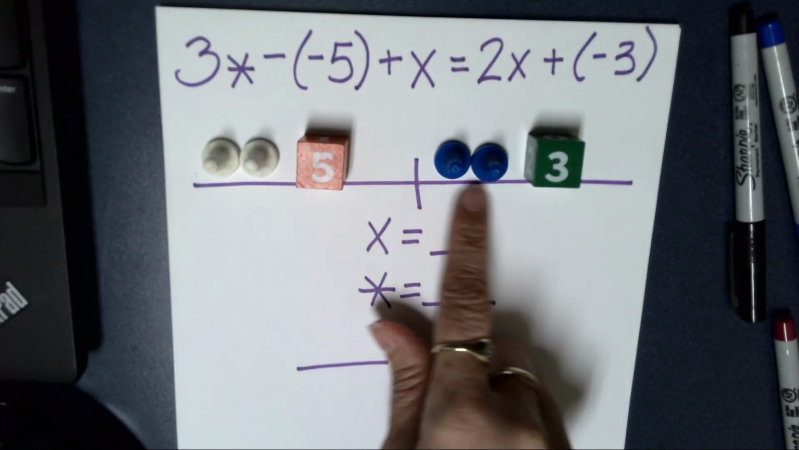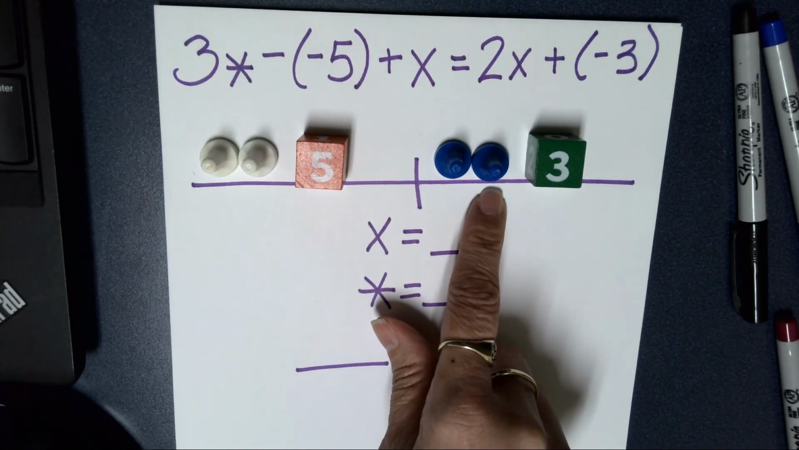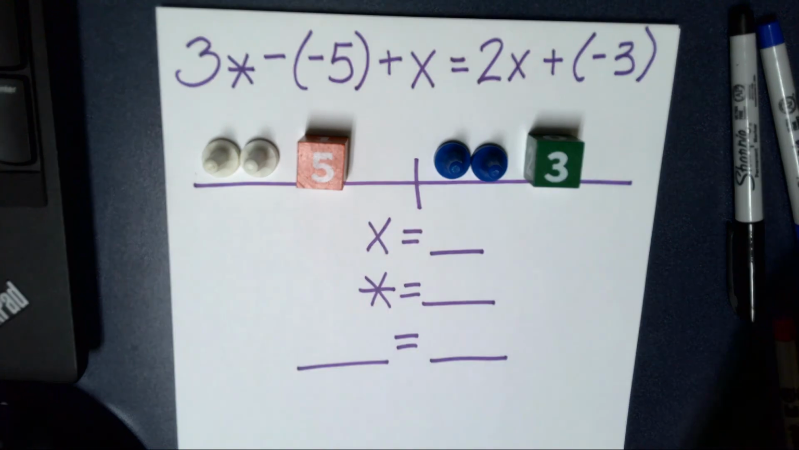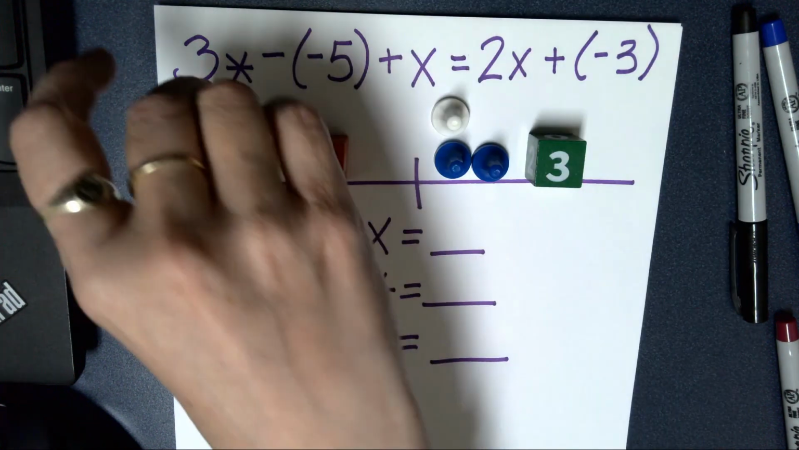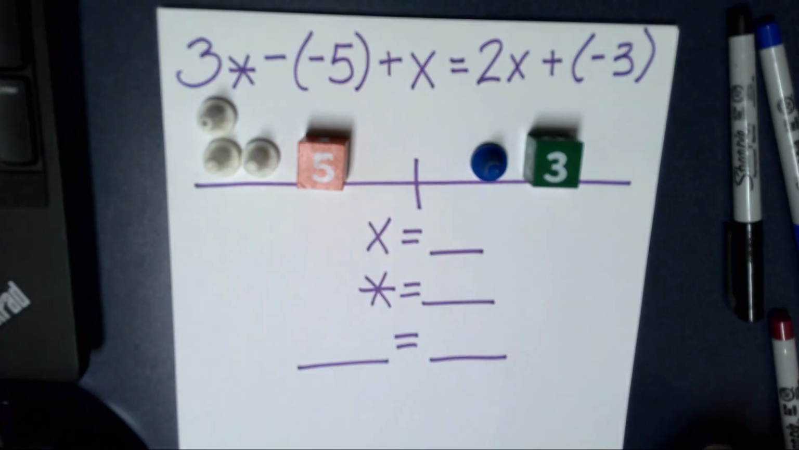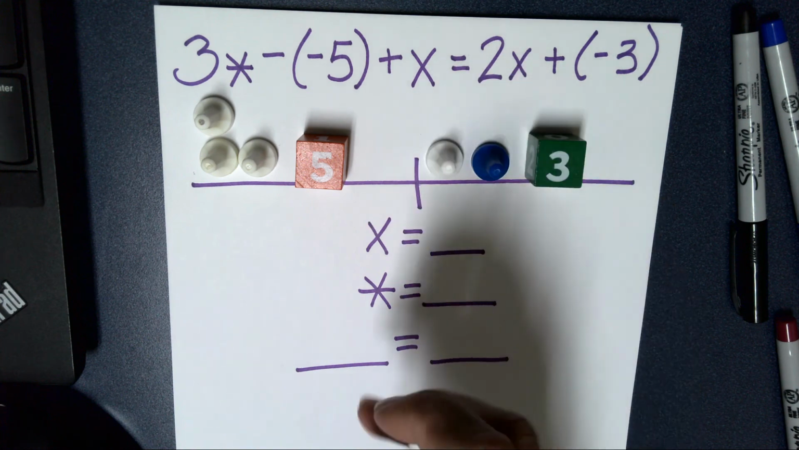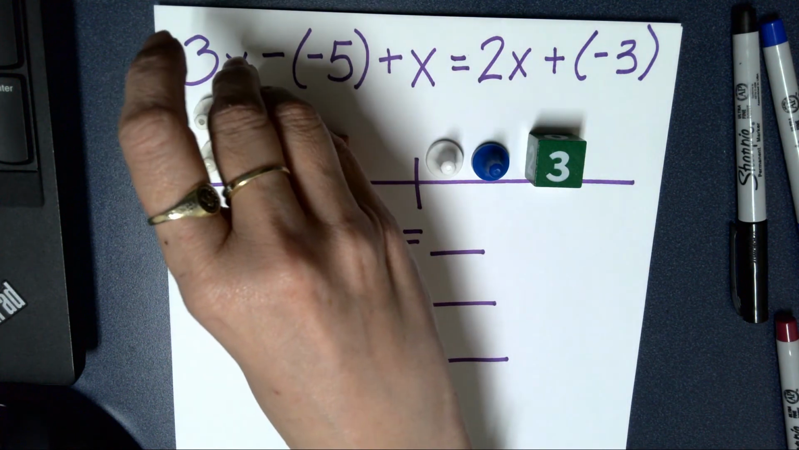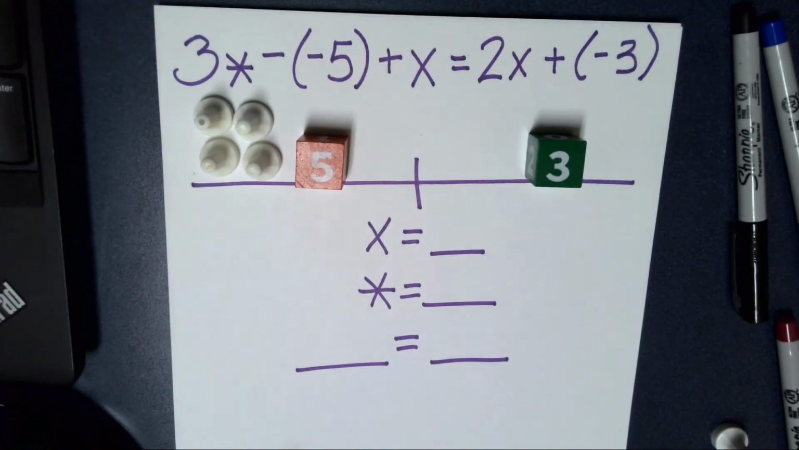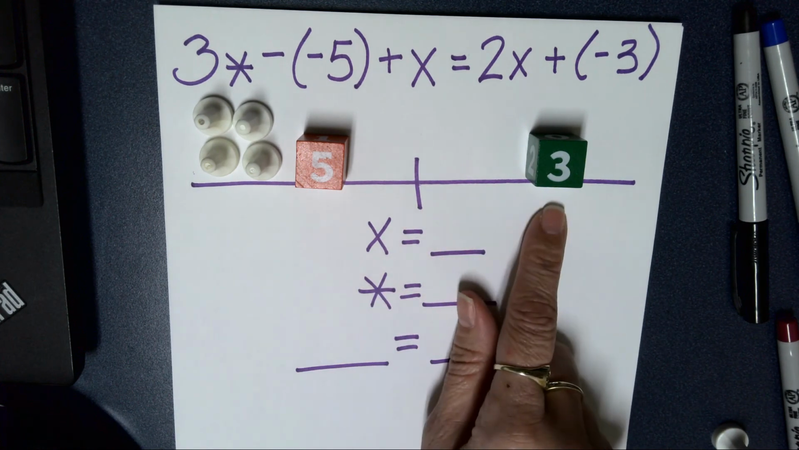So we need to get rid of the blue pawns. How do we get rid of the blue pawns? We can add stars in order to make 0 pairs. If we add a star here on the right, we have to add a star here on the left. Well, that gives us one 0 pair, so I can remove. Now what do I do? That's right, I'm going to create another 0 pair on the right, and I'm going to add a star to the left. So now my 0 pair is also gone. So we have 4 stars plus a 5 equals -3.